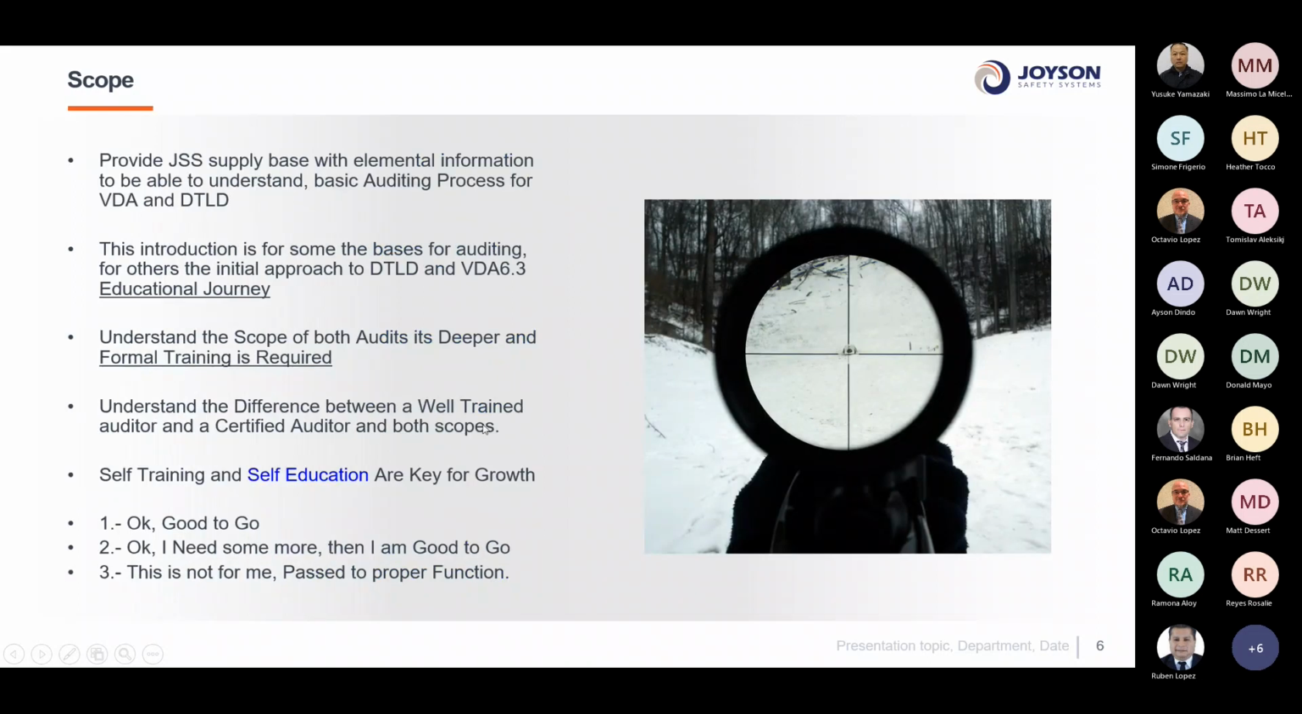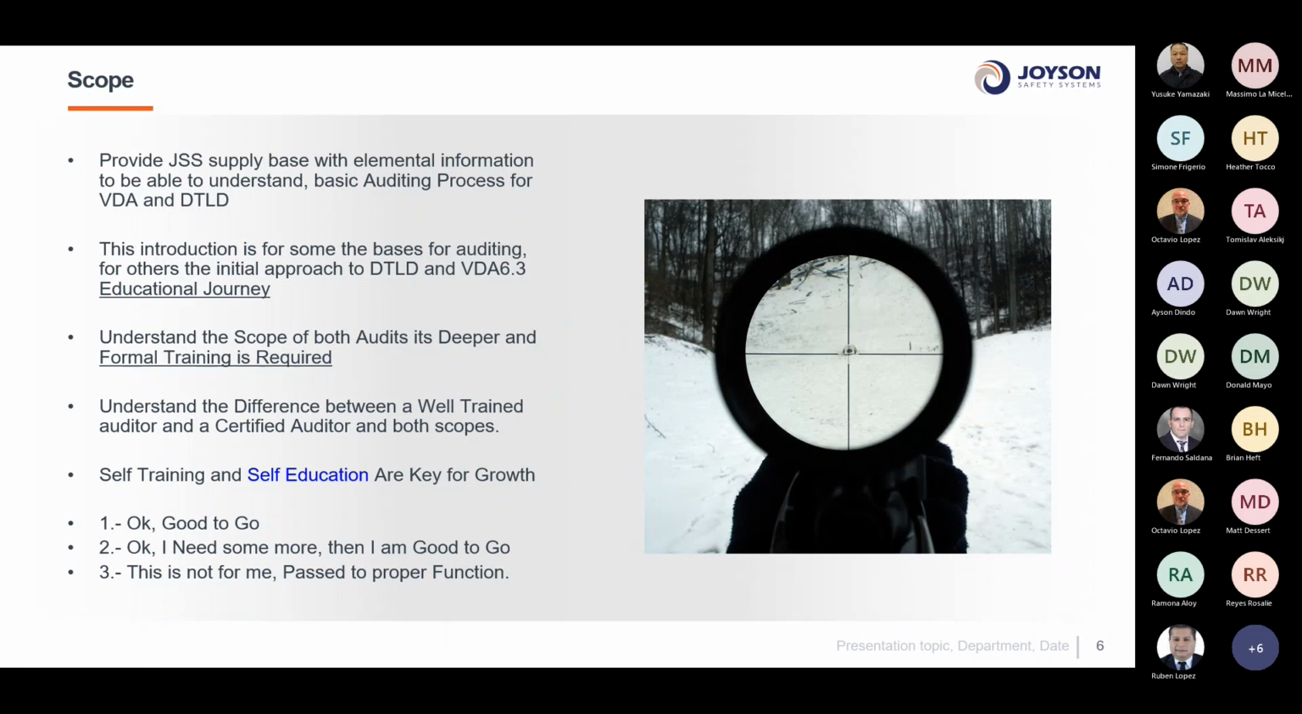Okay, a scope for this introduction. The idea here is to provide you, our supply base, with the elemental information to be able to understand the basic auditing process for VDA and D-TLD.